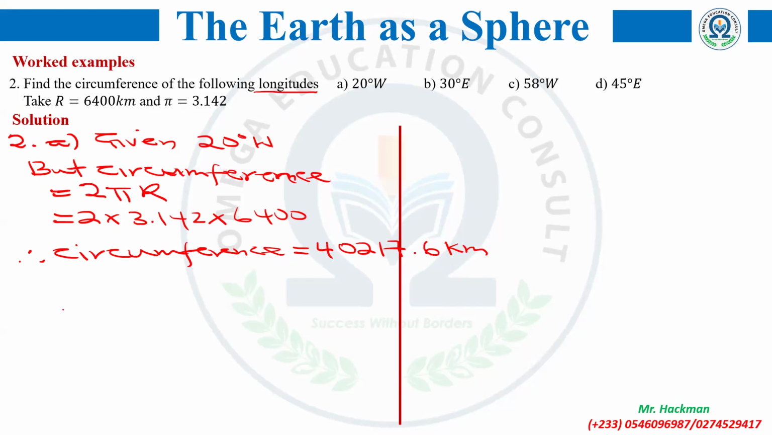Okay, then you move on to the b. Okay, b, this time around I will handle it maturely. Okay, what am I given? 30 degrees east. So it means the angle, the measurement, the direction is telling me that I'm dealing with longitude. So in this case, I can write, therefore, circumference.